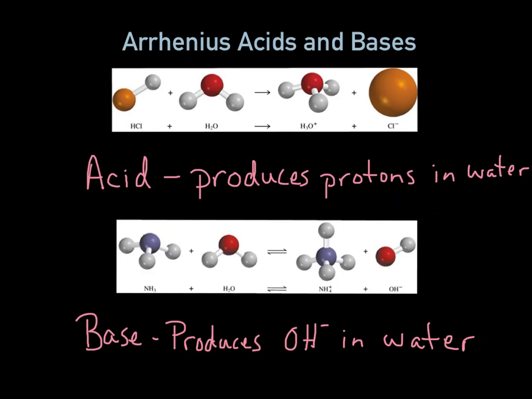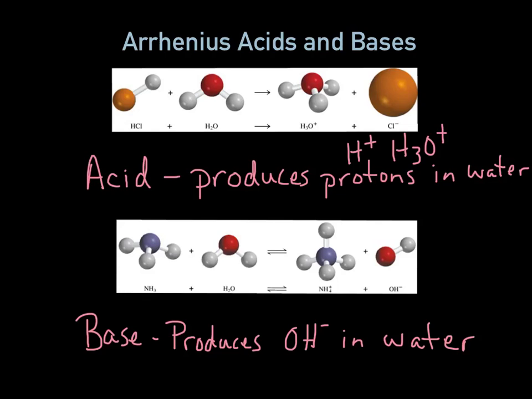We've already talked about Arrhenius acids and bases, and an Arrhenius acid is something that produces protons in water. Remember that protons are hydrogen ions, H+, or they could be hydronium ions. All three of those are synonymous with each other. If you look at this picture up here above, you have HCl, which we know is hydrochloric acid, and it reacts with water, and it's going to make H3O+ and Cl-.